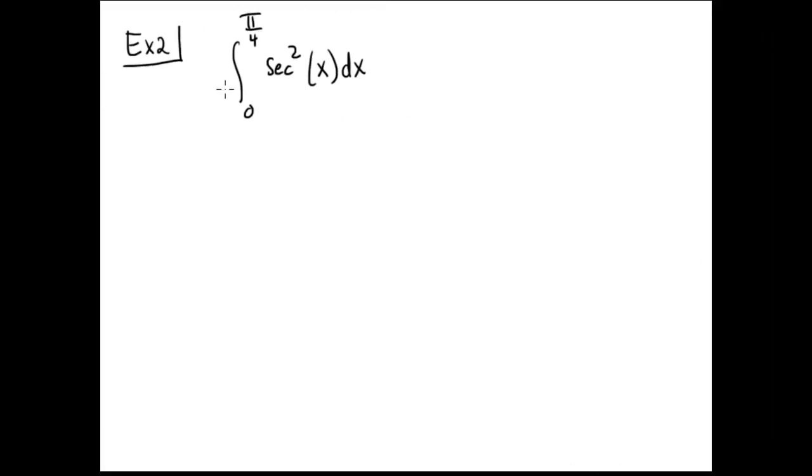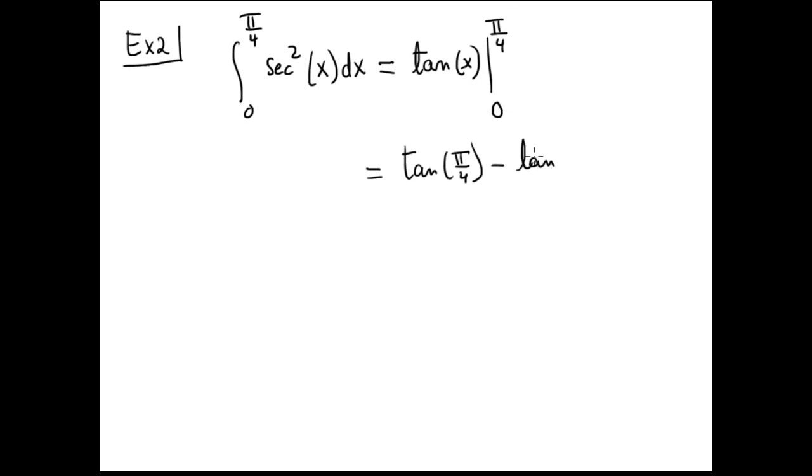Okay, example 2 is super easy because the antiderivative of secant squared is tangent. So it's tangent of x. Evaluate between 0 and pi over 4. Remember, upper limit first. Tangent pi over 4 minus tangent 0. Tangent pi over 4 is 1, tangent 0 is 0, and the answer is just 1.